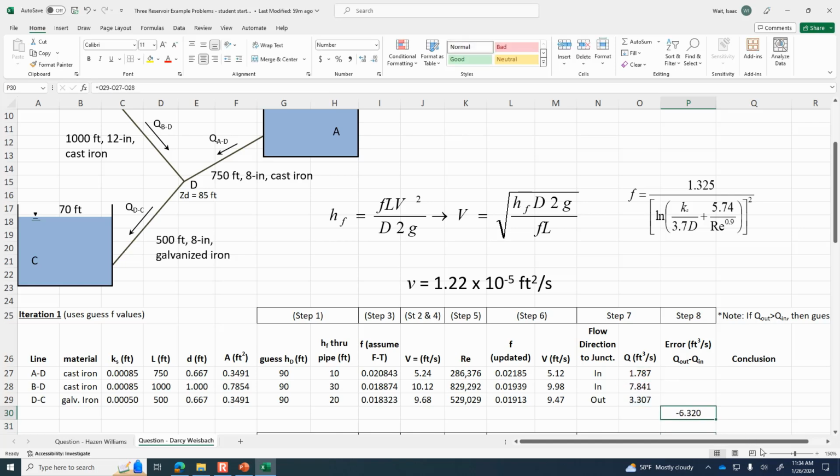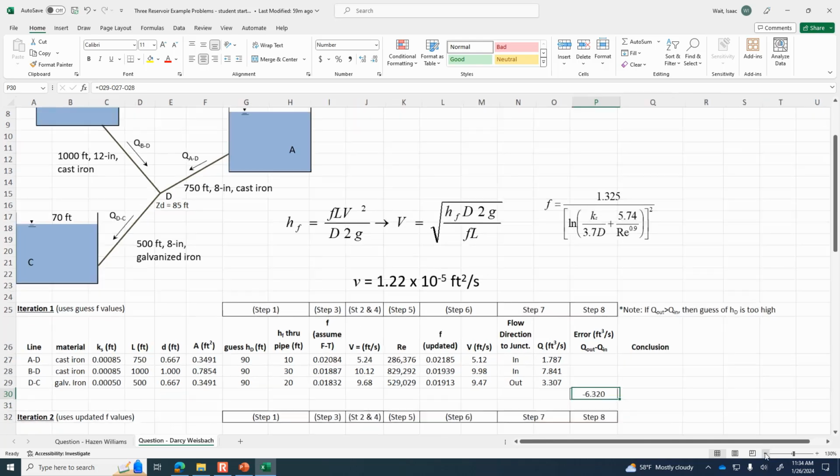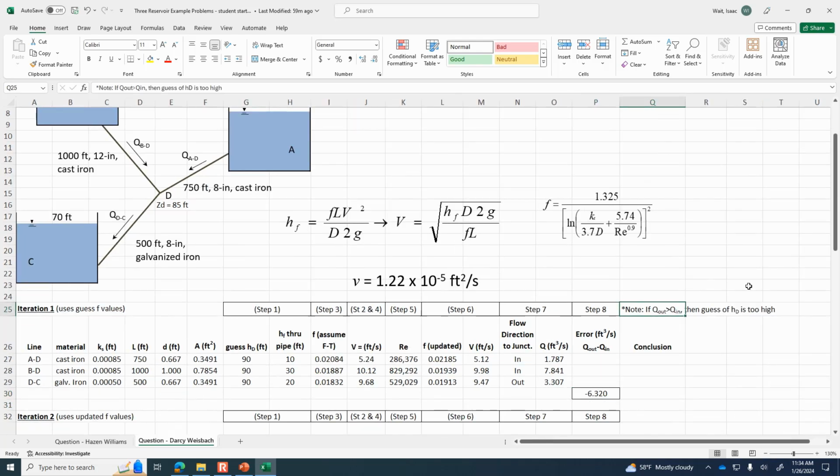And since it's negative, what that means is that there's too much inflow. So let's look at this little reminder at the top here. It says, if out is bigger than in, then the guess of HD is too high. So in our case, it's actually the reverse of that. In is bigger than out. So let me write the conclusion here. Since in is bigger than out, then our initial guess of HD is too low. I had guessed 90, so that tells us it's too low.